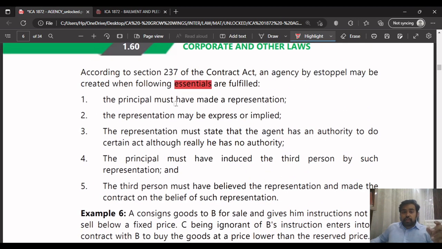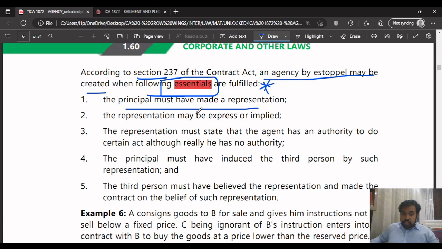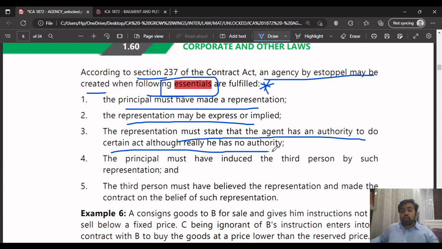So next, coming to Section 237 of the Contract Act, an agency by Estoppel may be created when the following essentials are fulfilled. So this is very, very important to remember. These are the essentials of the mode of agency by Estoppel. What are the essentials? The principal must have made a representation. The representation may be expressed or implied. The representation must state that the agent has an authority to do a certain act, although really he has no authority.